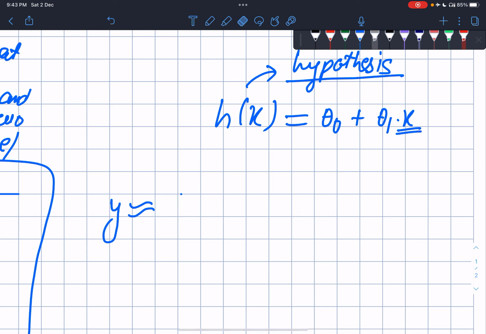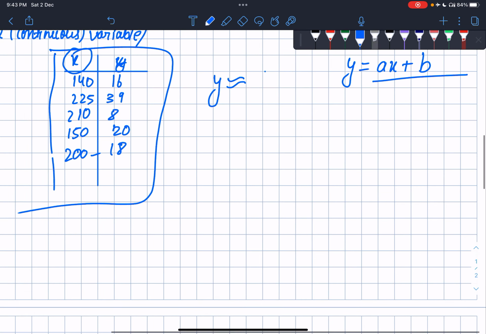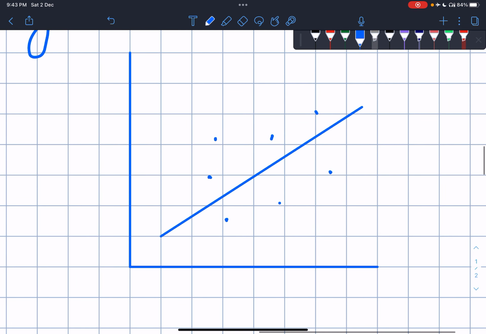As we know, the equation of a linear equation is y equal to ax plus b, plus c. So y equals ax plus b. Now we plot the data on the graph. Let's suppose this is the data we have, around 6 to 5, I have put this. Now you draw a straight line by your hand. Let's suppose you have drawn this line.